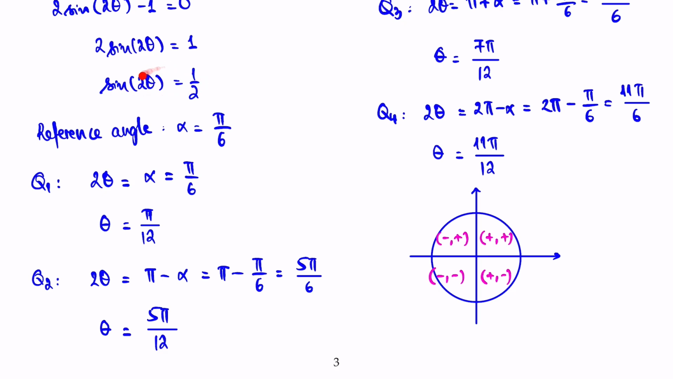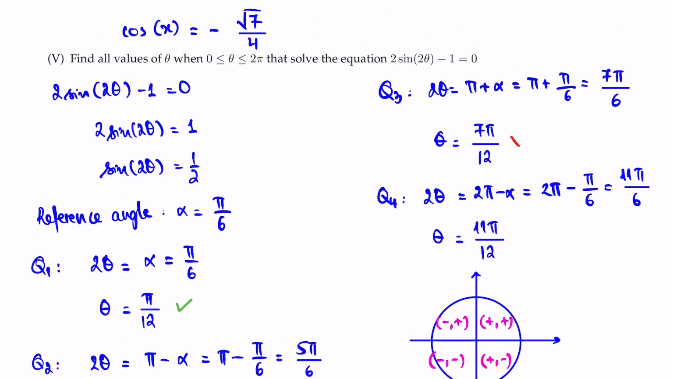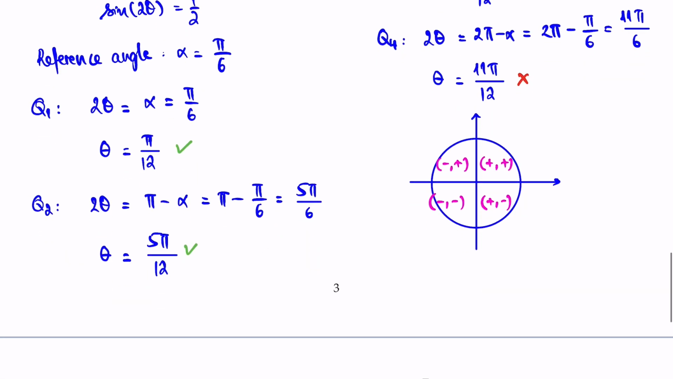And the equation we have here is sine of 2 theta equal to 1/2. That is, sine of 2 theta is a positive number. Therefore, the choice should be in quadrant 1 and quadrant 2. So the solutions are in quadrant 1 and quadrant 2, and we're going to eliminate the answers in quadrant 3 and quadrant 4. So the solutions are theta equal to pi over 12 and theta equal to 5 pi over 12.